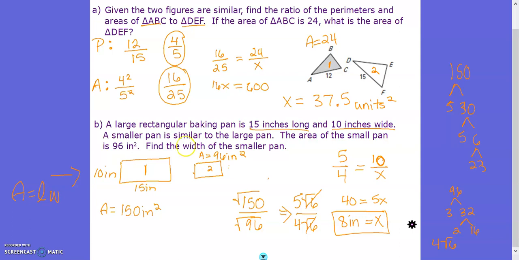If I know my ratio of lengths, or perimeter, is 5 to 4, then I go back to my shape. We're asked to find the width of the small pan. So which dimension was the width of my large pan? Well, it was 10 inches wide. So in my proportion, I've got 5 over 4, which is the ratio of the length or the perimeter, equals the width of the large pan over the width of the small pan, and the small pan is what we're looking for. Cross multiply, divide, you'll find the width of your smaller pan to be 8 inches.